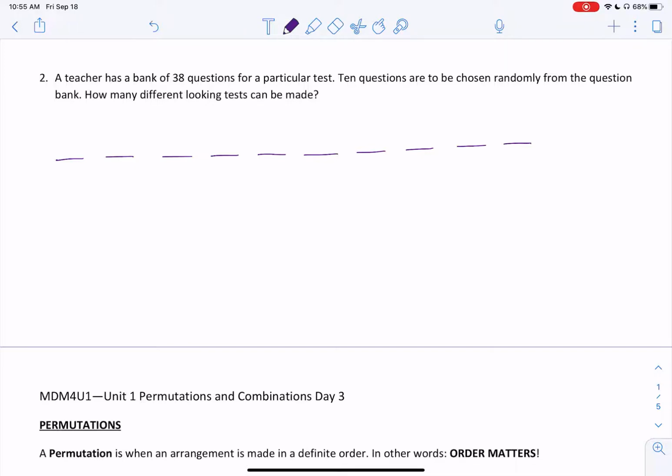Now she's pulling from a bank of 38 questions. So for question 1, she could choose any of those 38 questions. So we'll do 38. Then she's used up one of them, so there's 37 left for the next one. Then 36, then 35, then 34, 33, 32, 31, 30, 29. Again, because she is having all the test questions, so she'd have question 1 and question 2 and question 3. So because I'm using the word and, I multiply everything together like this.